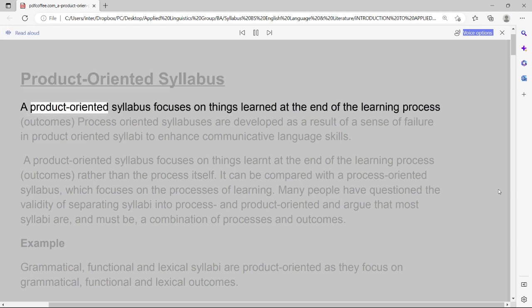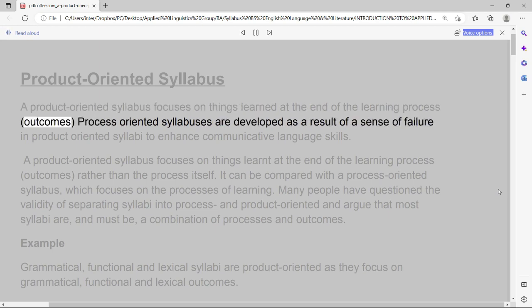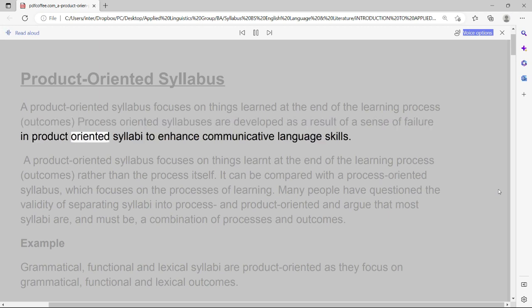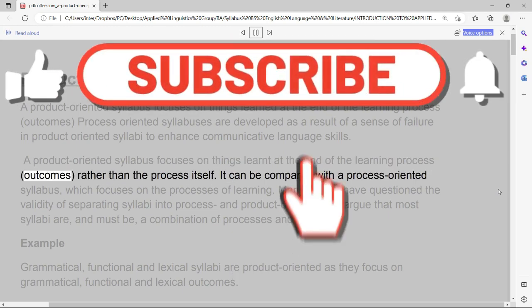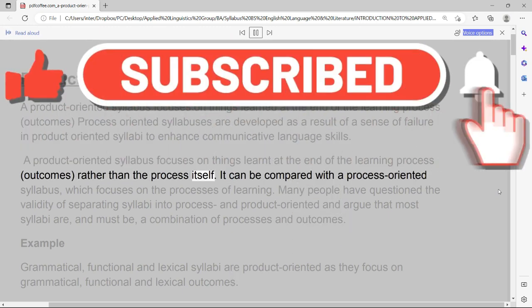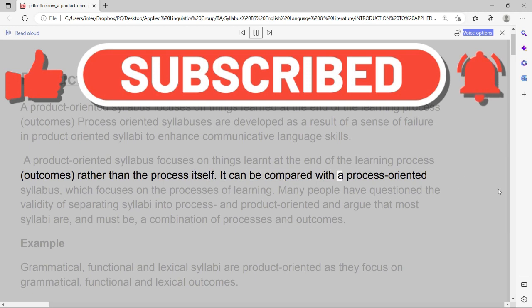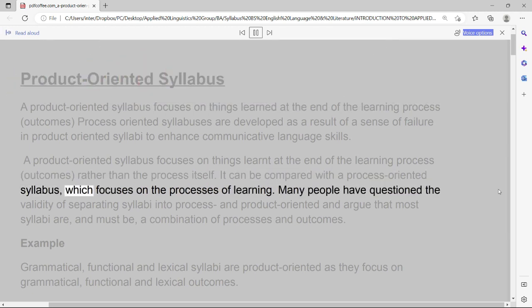A product-oriented syllabus focuses on things learned at the end of the learning process, outcomes, rather than the process itself. Process-oriented syllabuses are developed as a result of a sense of failure in product-oriented syllabi to enhance communicative language skills. It can be compared with a process-oriented syllabus, which focuses on the processes of learning.